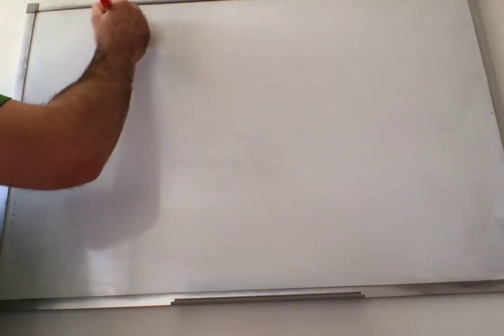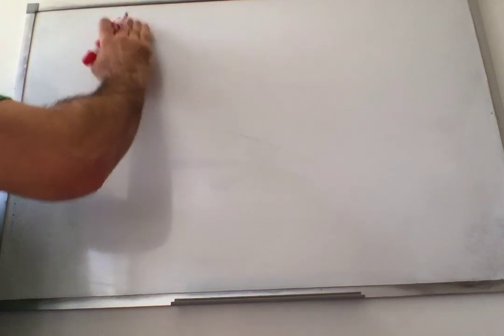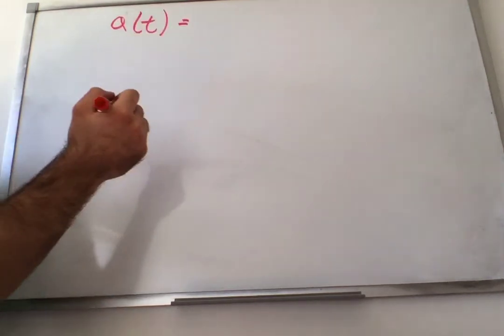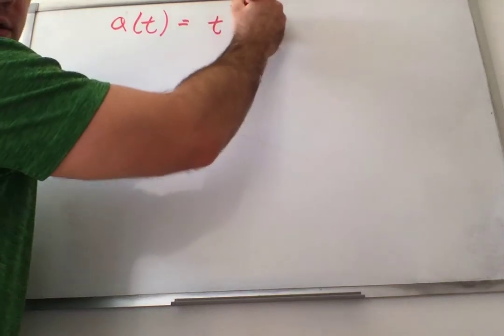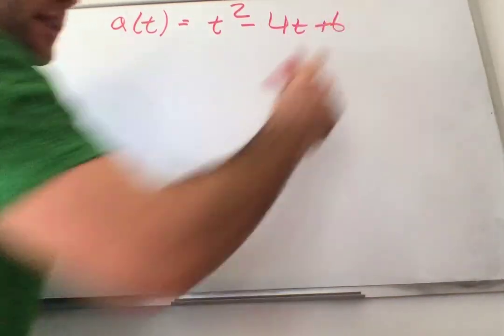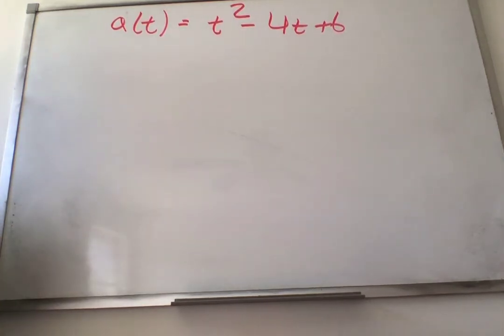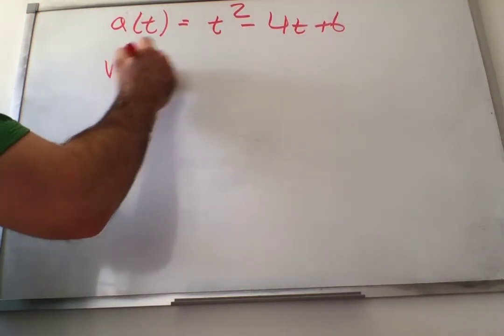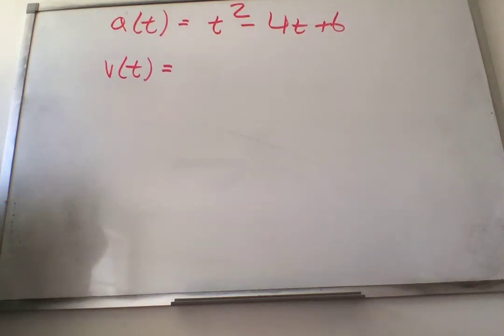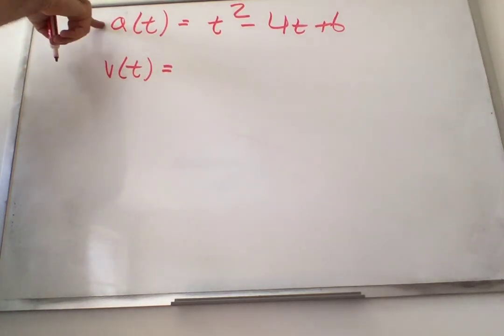It says a particle is moving with the given data. Find the position of the particle. So they tell you the acceleration is equal to t squared minus 4t plus 6. So that's the acceleration at whatever time. Now let's go ahead and find the velocity. The velocity of the particle, what we have to do is find the antiderivative, because we know the derivative of the velocity is the acceleration. So the antiderivative of the acceleration should be the velocity.